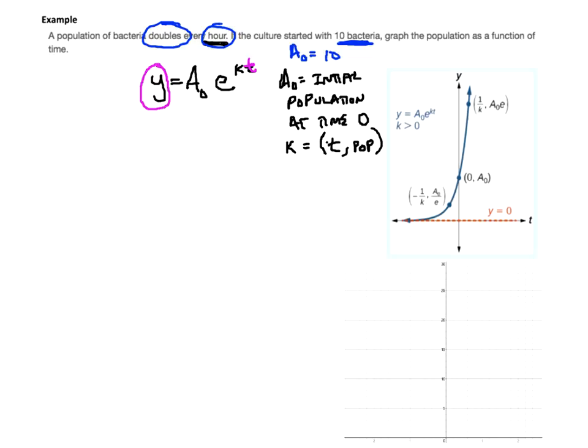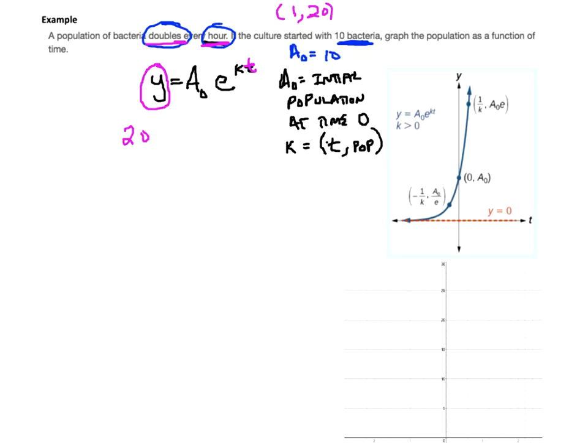So the only thing we have to go on is that it doubles every hour. So if we started with 10, after 1 hour of growth, the population would have to be 20. So that's where we get that other set of values from, that it doubles every hour. So after the first hour has completed, we should have 20 bacteria in that population. Okay, so now we're just going to plug everything into its place.